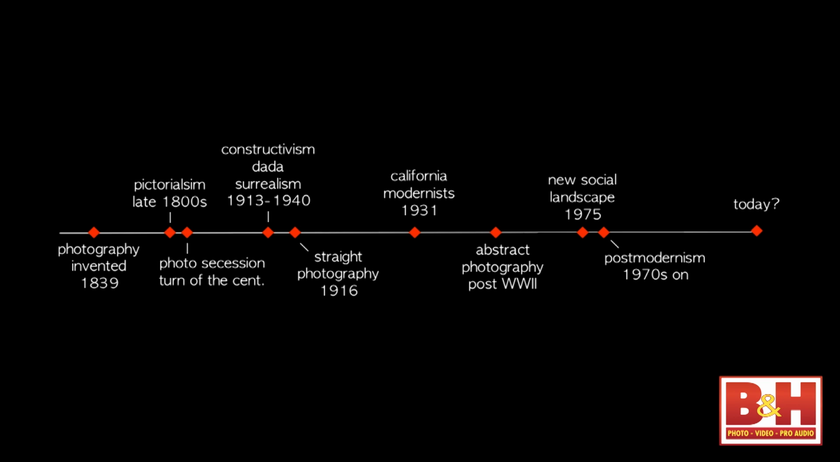So some of them might be an encapsulated time period, and others will span the nearly 200 years of photography. Then we're going to talk about the California modernists, abstract photography, and then this huge hunk of time from 1970 on to now. So we have to talk a little bit about the beginnings of photography, really.